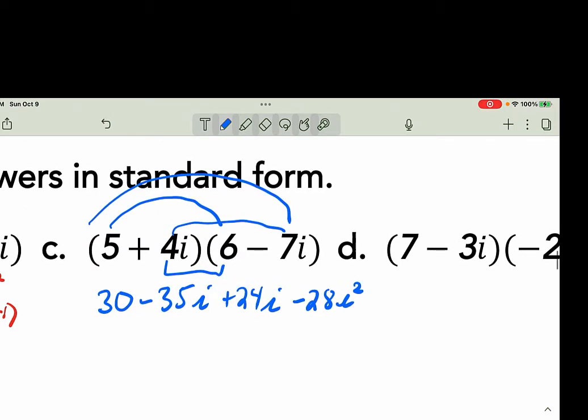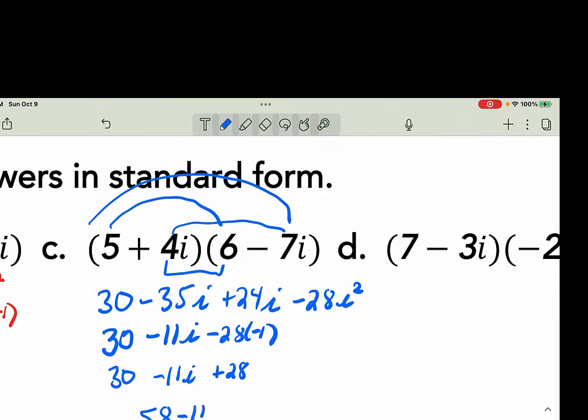And now we go and simplify. We have 30 and then minus 35i plus 24i is minus 11i, and minus 28i squared winds up being minus 28 times negative 1, and that's going to be 30 minus 11i plus 28, which winds up simplifying to 58 minus 11i, and that's our answer.